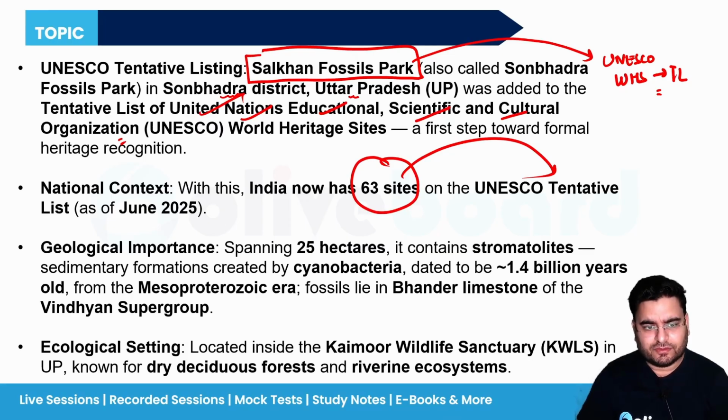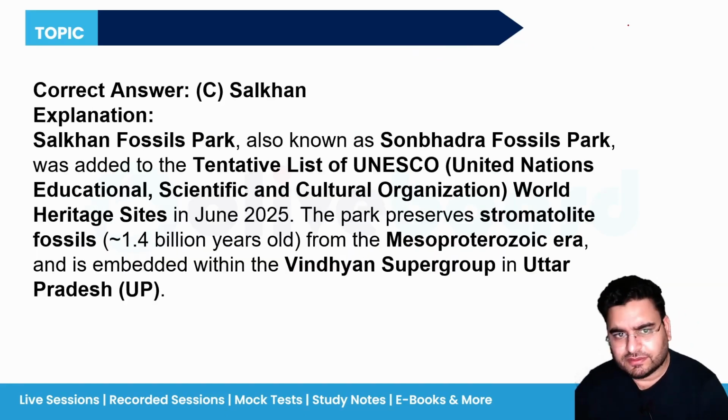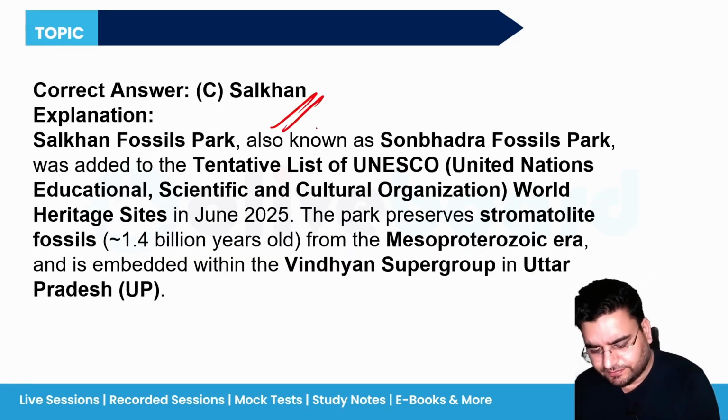Clear? So what is the geological importance of this Salkhan fossil? It basically contains stromatolites, right? Cyanobacteria, and these bacteria are 1.4 billion years old. Got it? Please remember this, and it is located in the Kaimur Wildlife Sanctuary. Clear? So just remember the name of the place and what it has achieved. Two things you have to remember, right? So Salkhan is the correct answer.